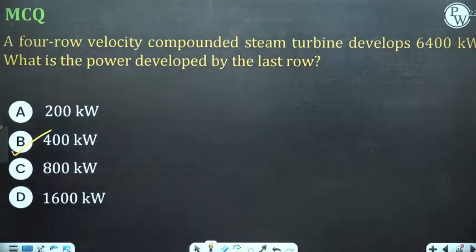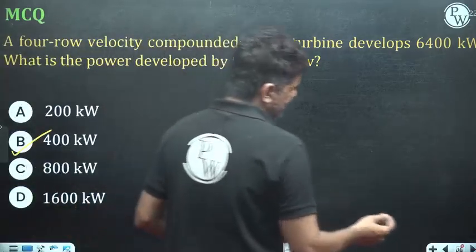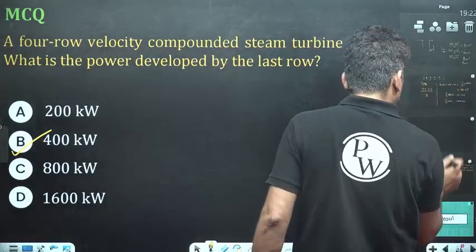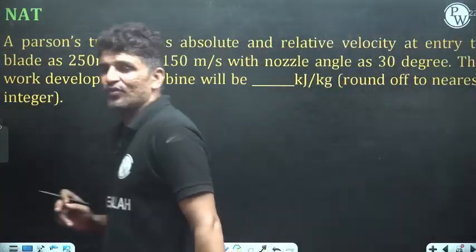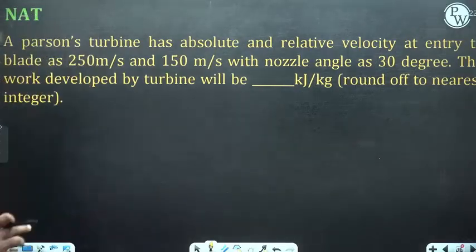Clear? Okay, so if it is clear, then let's go to the last question of this DPP. The last question was again a very easy question. It says a Parsons turbine has absolute and relative velocity at entry to the blade as 250 meter per second and 150 meter per second with the nozzle angle as 30 degrees. The work developed by the turbine will be.